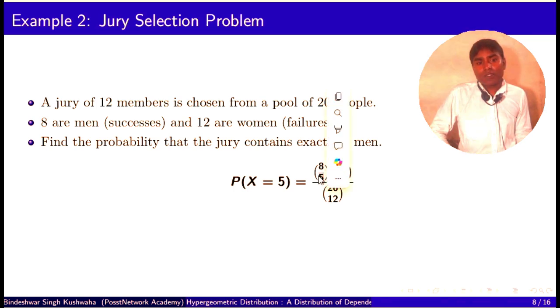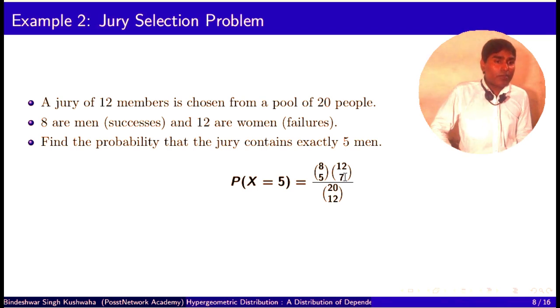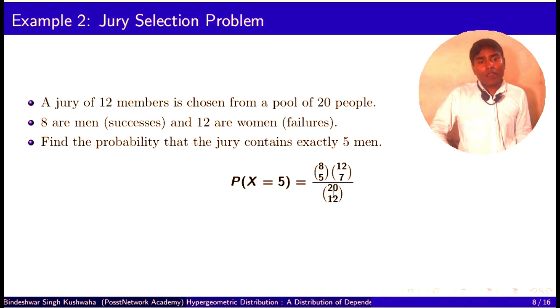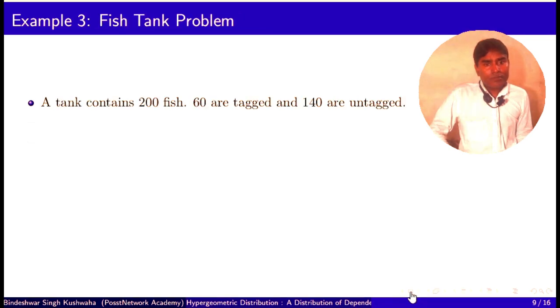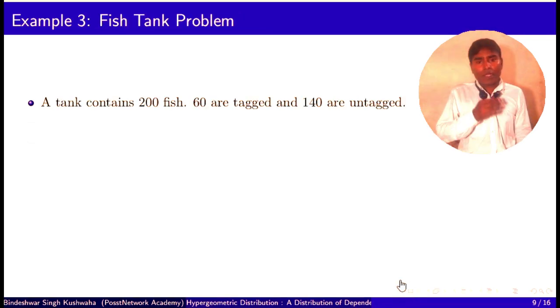So 5 is the success, m, here x, and n minus m are the failures, which are women. 20 is the total, capital N, and here small n is 12. This is the probability we are calculating here. So let us see what the probability would be. That is the probability you can calculate.